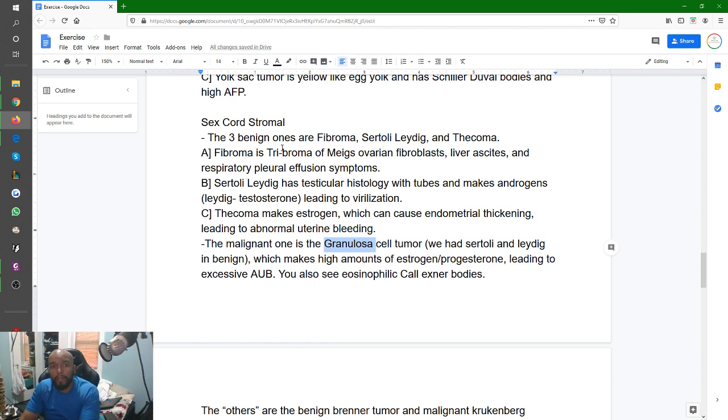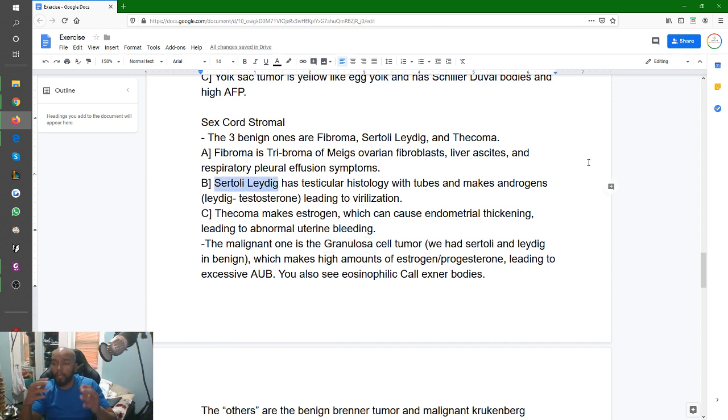All right, the fibroma you can also think of as tribroma. It has the Meigs triad of ovarian fibroma, liver ascites, and respiratory pleural effusion. So patients present with all three symptoms. Sertoli-Leydig cells, this is not supposed to be stuff that you find in a female, right?